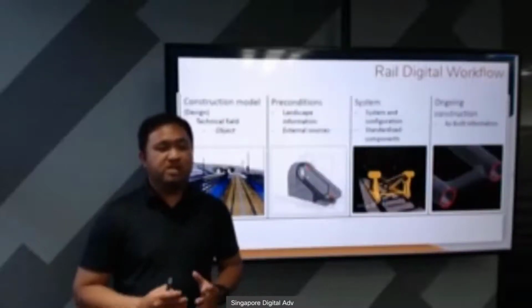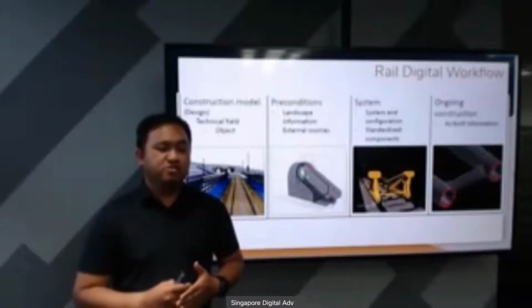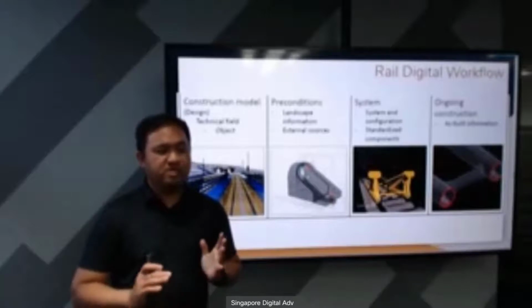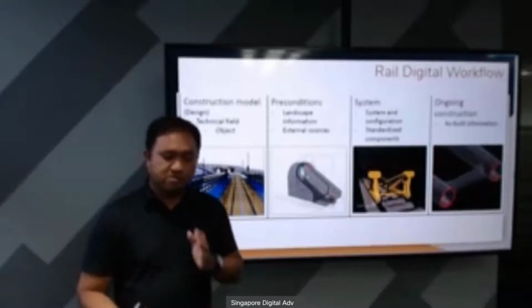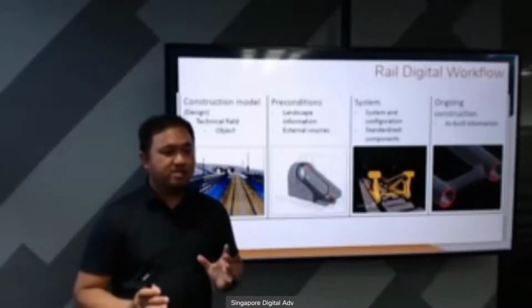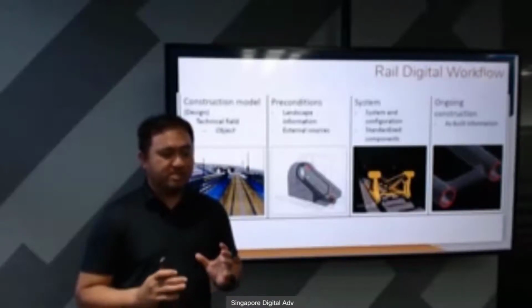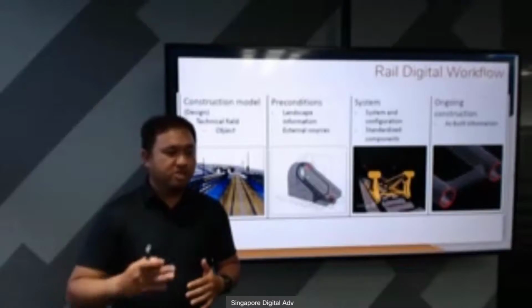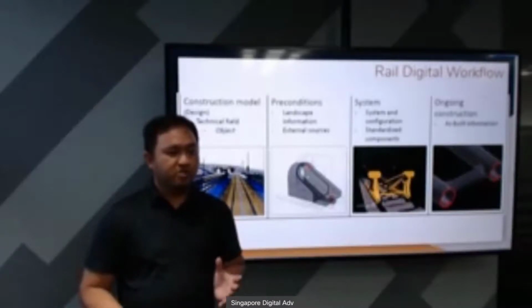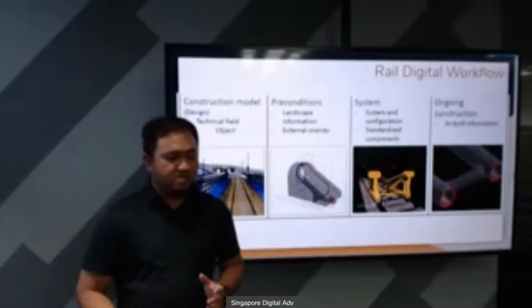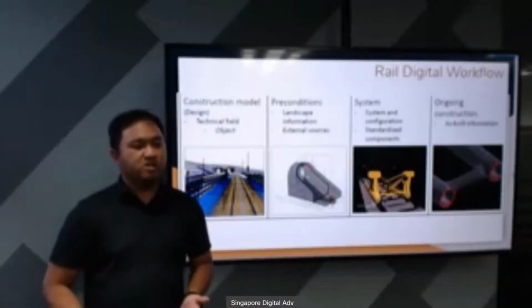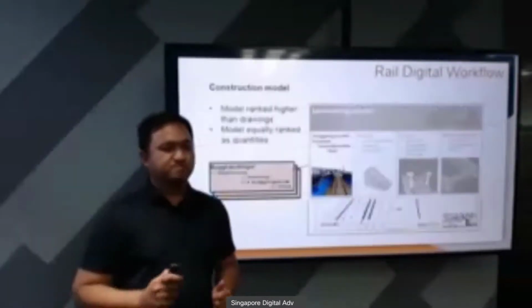One interesting thing in Sweden is that they have distinct definition of your data groups or data drops, whatever you want to call it. You have construction model that has the technical field information. That's basically the existing condition. You have preconditions before the construction. You have landscape information and so on and so forth. You have system, that's your different systems, rail systems. And you have ongoing construction, that is your as constructed and as built model.